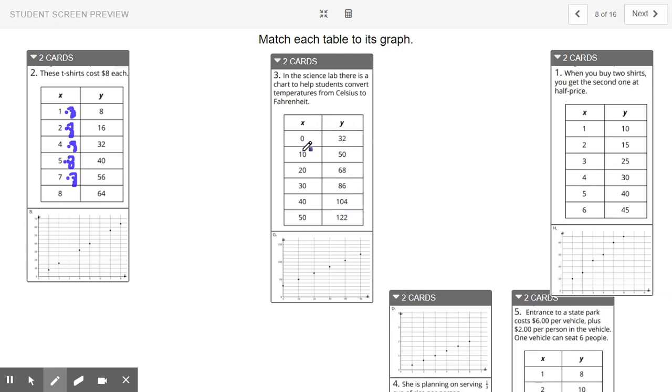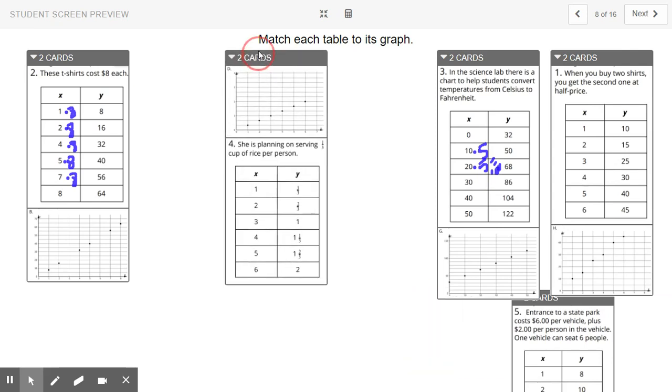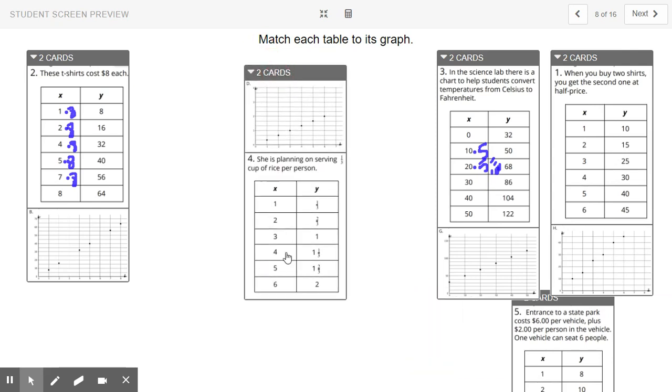So now, what do I multiply 10 by to get 50? 5. 10 times 5 is 50. Okay, so let's try 20 times 5. I know that is 100. That equals 100, not 68. So that means because I can't multiply 20 by 5 to get 68, this is not proportional. I can move it all over. Let's get this puppy over here. That was easy.